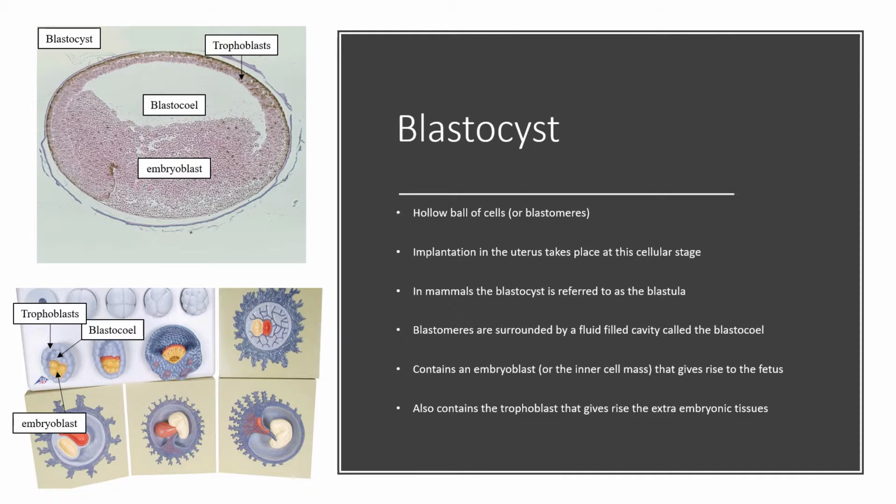So parts of a blastula include, for instance, the fluid-filled cavity called a blastocele that surrounds the blastomeres. There's also what's called the embryoblast, or the inner cell mass, that gives rise to the fetus. And you can also see the trophoblastic cells that give rise to the extraembryonic tissues, such as your chorion, your amnion, and your allantois.